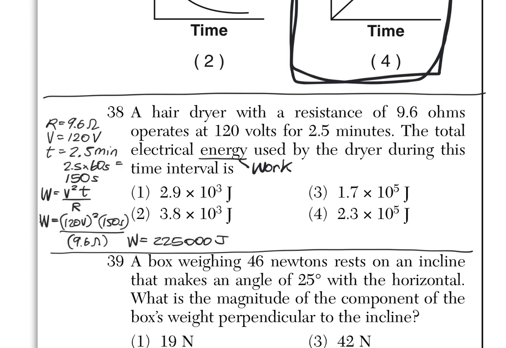And when you solve for the energy, you get 225,000 joules, which would be 2.3 times 10 to the 5 joules. It's two significant figures because the time and the resistance are given to two significant figures.